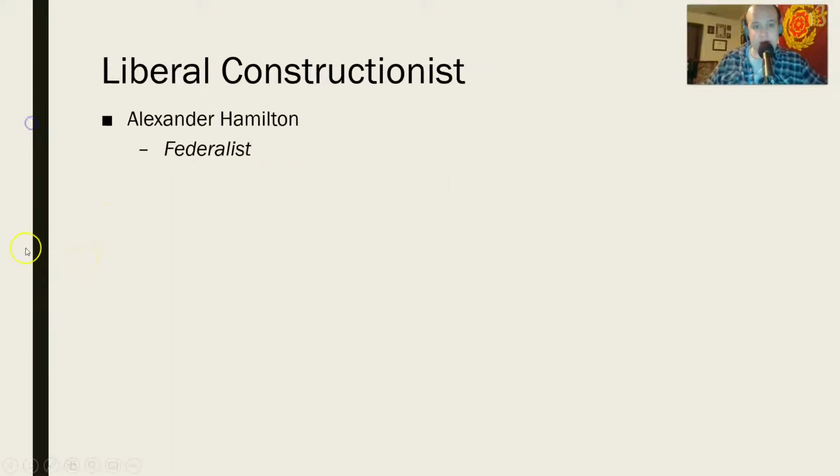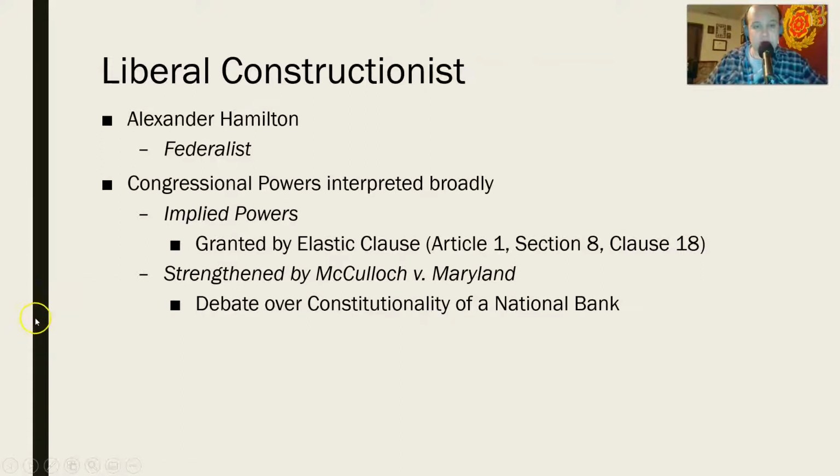A liberal constructionist, on the other hand, would interpret congressional powers broadly. There are implied powers that are granted by the Elastic Clause. So the Elastic Clause, again, grants Congress the power, and I quote here, to make all laws which shall be necessary and proper for carrying into execution the foregoing powers and all other powers vested by this Constitution in the government of the United States or in any department or officer thereof. So it's kind of carte blanche here for Congress to do and pass legislation that it feels it needs to help run the government and execute its duties.